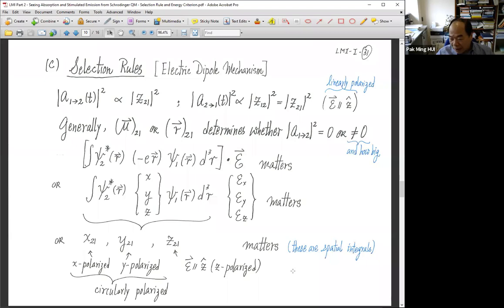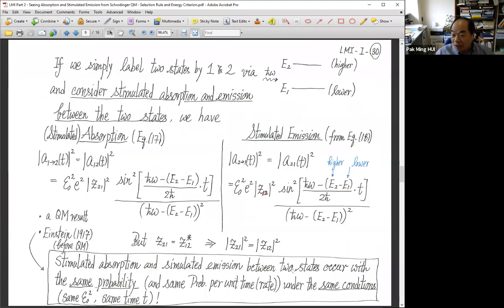Okay, so let's take a break now, and then we will, so we are done with the time integral. We see that two terms give us absorption, emission, nice, okay? Next, we will go back to the spatial integral, this thing, and analyze what are the selection rules. You will see common sense also come out naturally, okay?